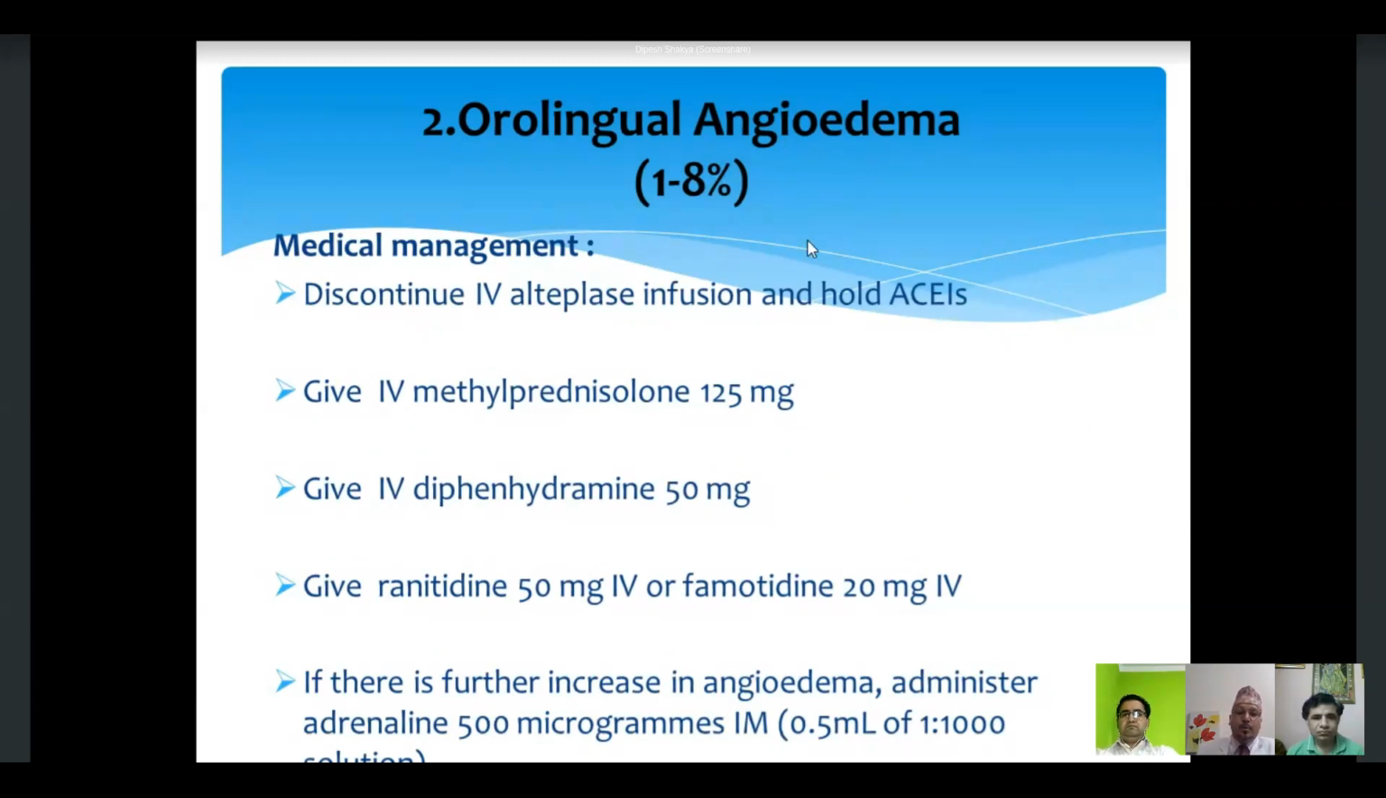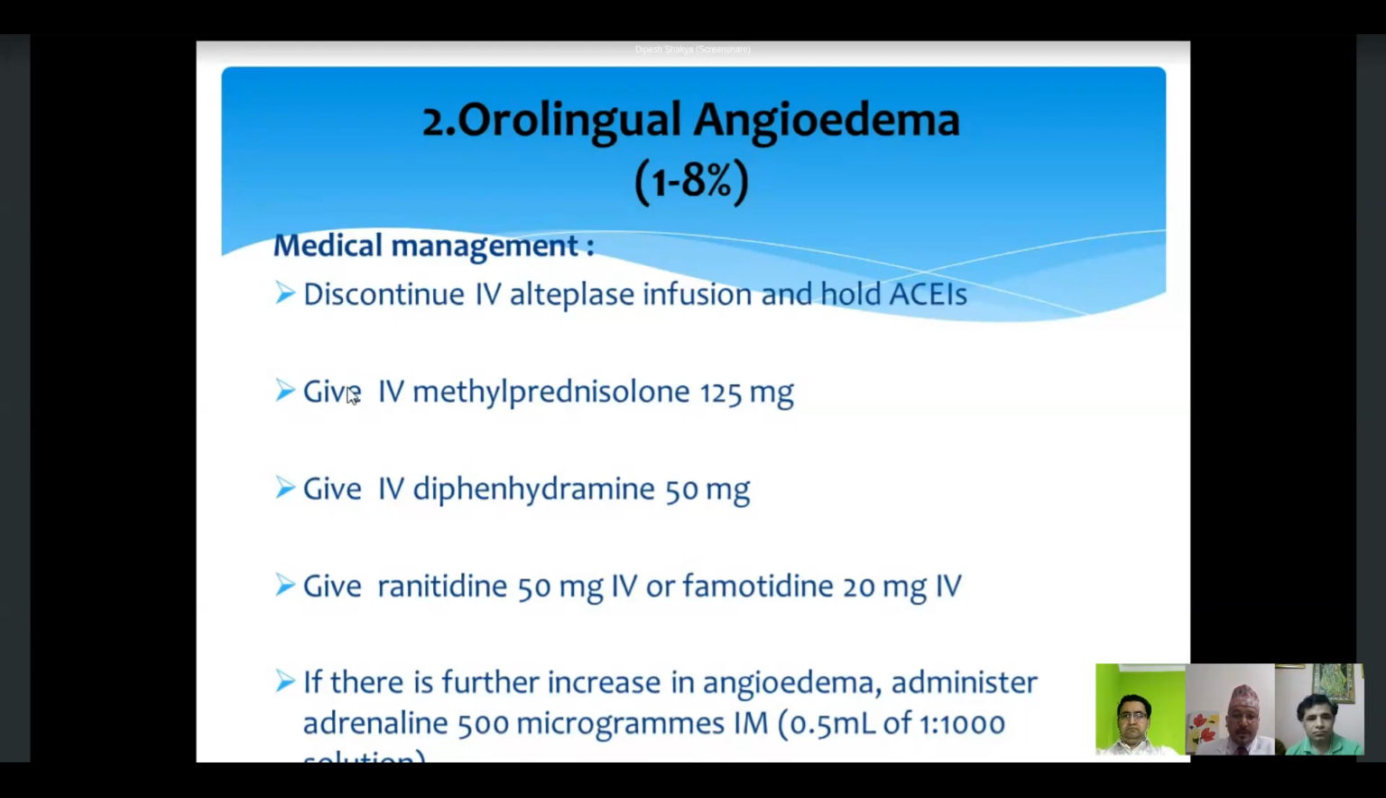Now, the second complication is orolingual angioedema. It occurs in about 1 to 8%. Most of the time, it is transient and mild, but rarely it is severe. At that time, we discontinue the IV alteplase infusion and hold the ACE inhibitor. Most of the time, orolingual edema is seen in patients taking ACE inhibitors, so we need to stop the ACE inhibitor.